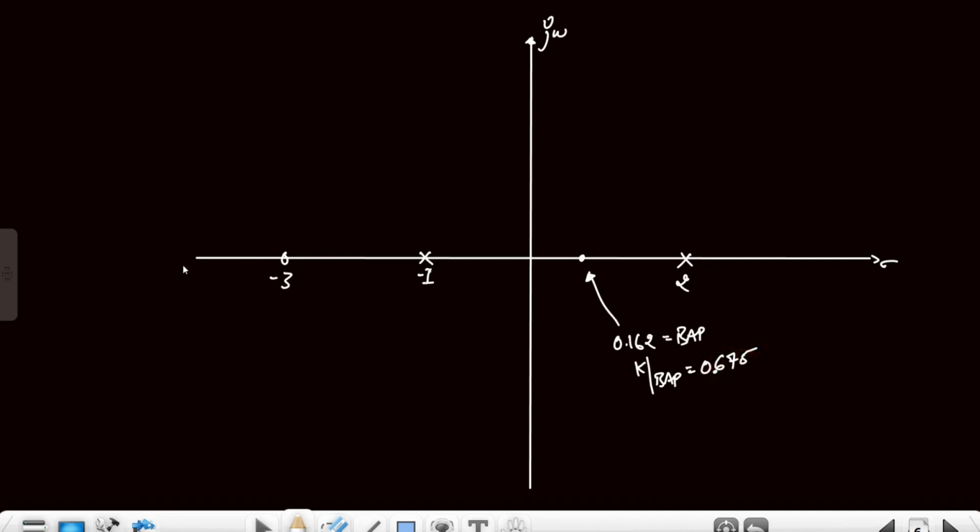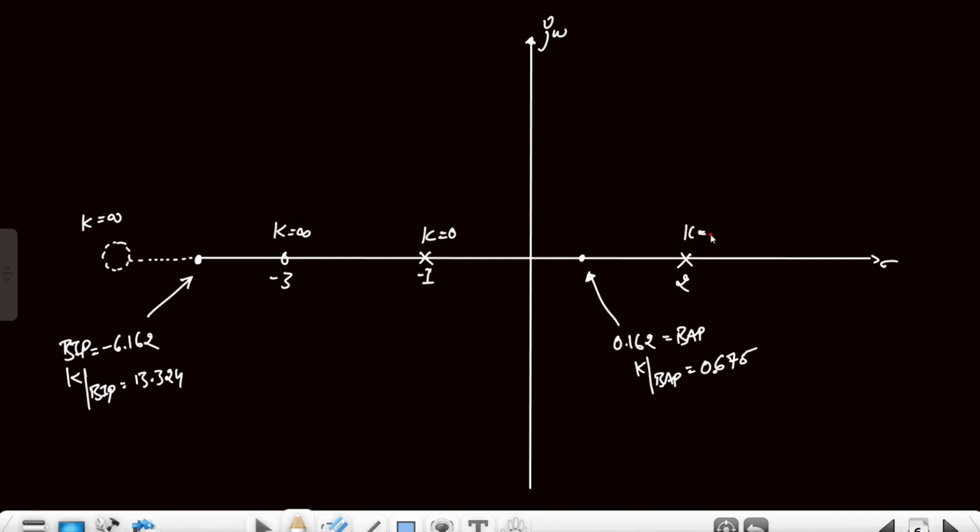And after this, here this is the virtual zero, we can make it like this. This is the virtual zero and let's mark this point here only. So this is the break-in point, which is minus 6.162, and the value of k at the break-in point is 13.324. So at the zeros the value of k is equal to infinite, and at the poles the value of k is equal to 0.